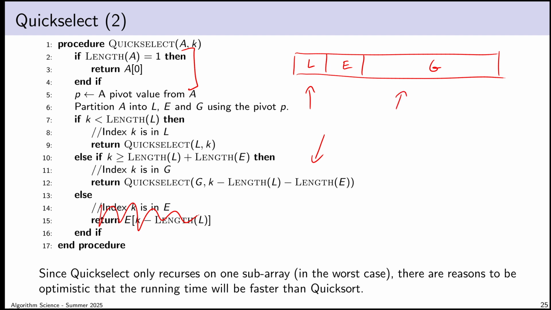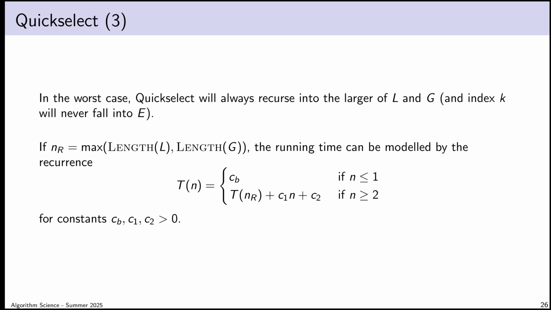However, in worst case analysis, we already know this, we have to assume that we just have the worst luck possible, and that means we always recurse into the largest subarray. And this is going to be a problem. So the way I'm going to characterize the recurrence for the worst case is we'll define a value n sub r, which, I guess the r stands for the recursive case, and it'll be the largest size of the 2 subarrays. So whichever of L and G is larger.